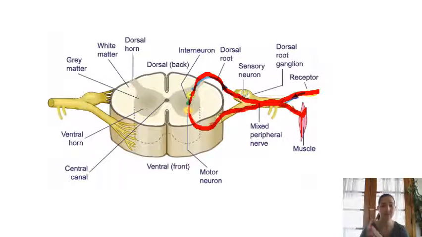All right, so we're always coming in through the dorsal side. The afferent always comes in through the dorsal side of the spinal cord, and the efferent signal always goes out the anterior side or the ventral side of the cord.